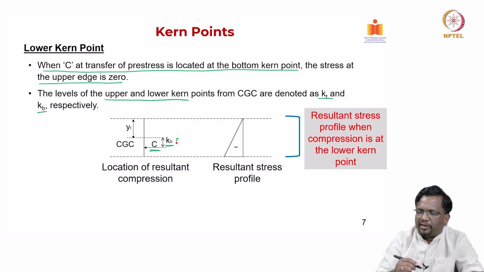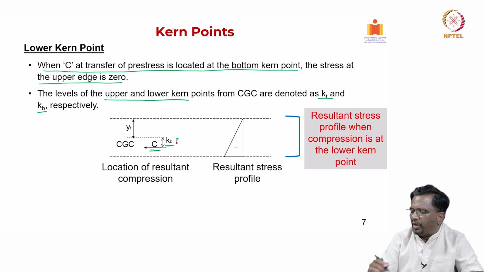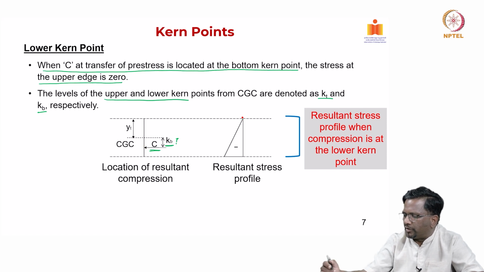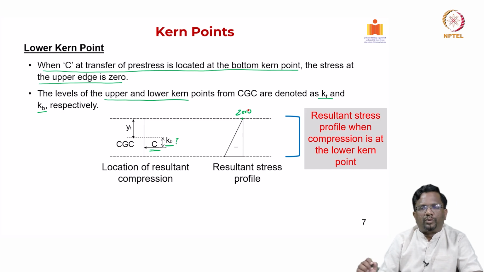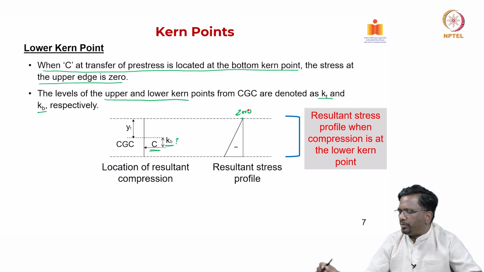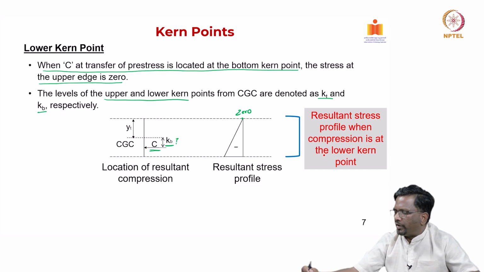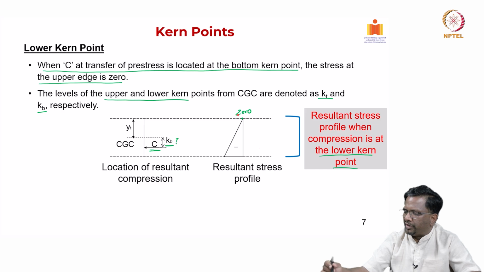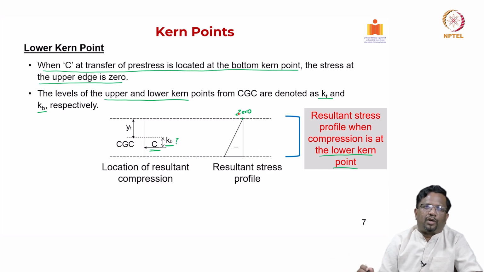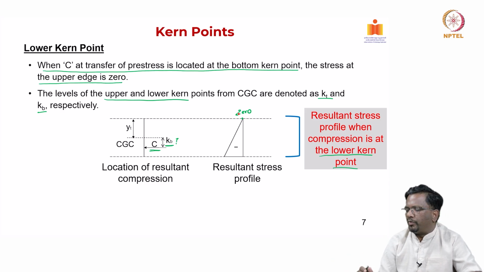That is what we are trying to find out, but we know that when C is acting, the stress at the top should be 0. So, when C is acting at a distance KB, the stress at the top has to be 0. This would be the resultant stress profile when the compression is at the lower point. So, using this condition of stress at the top being 0, now I can find out what my lower Kern point is. So, how do we do that?